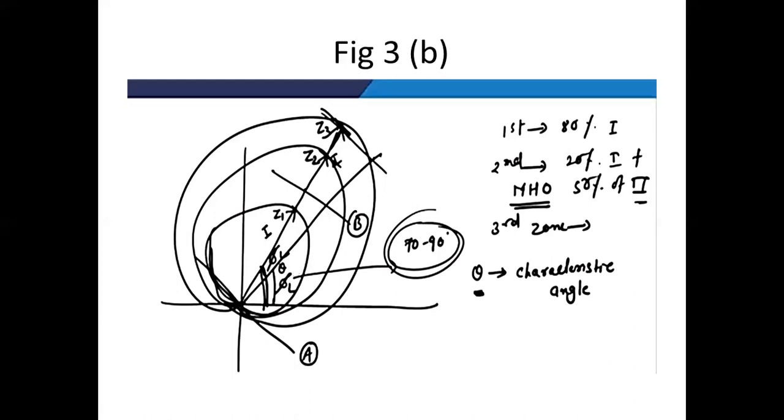So we have the characteristic angle theta for each zone, that is the same for all three zones. So we have the theta and we also have the phi L. This is the phi L, and the other one is your theta. So this is all about the three zone setting of the distance relay.